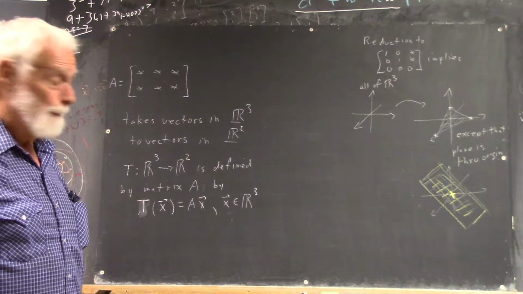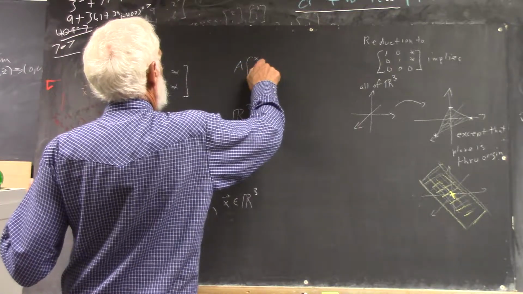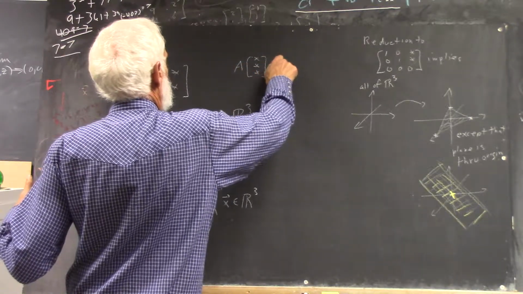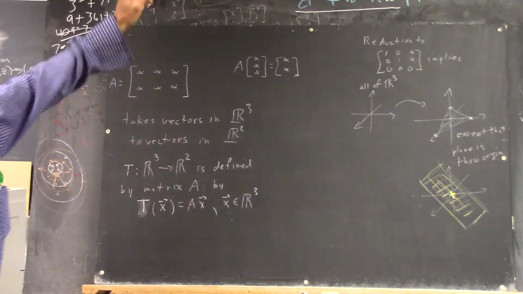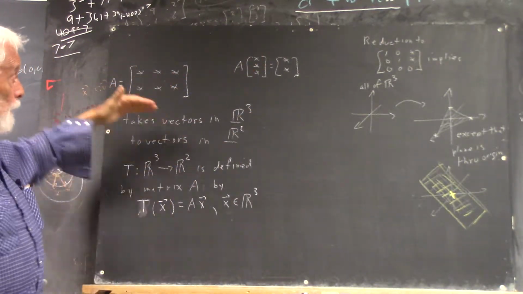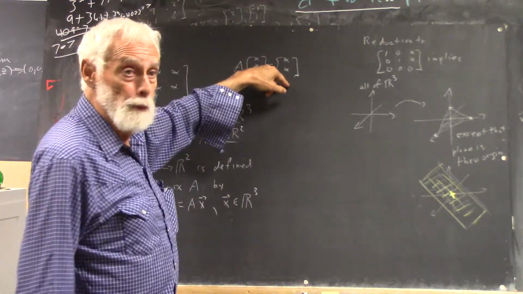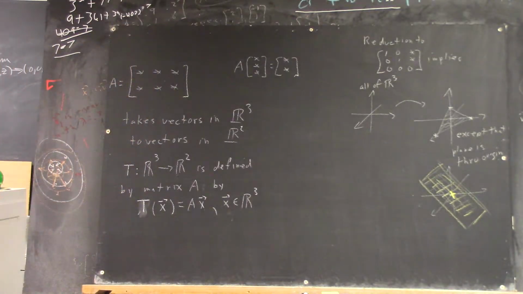Okay? In other words, A times a column of 3 numbers gives you a column of 2 numbers because there are only 2 rows. If you had a row of zeros, it would give you star, star, 0, which would be part of R3. Okay? So it's a good question. And it's kind of related, but you basically have an R2 within R3 if you have the row of zeros. Okay?